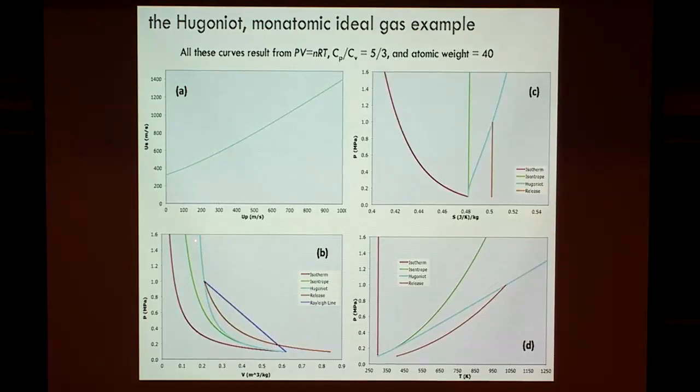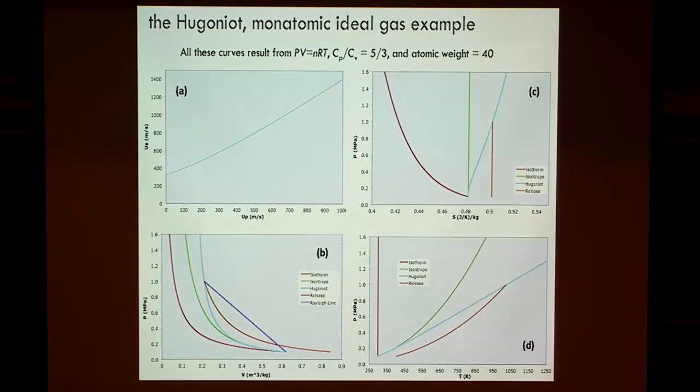The shock person's way of looking at the Hugoniot is shock velocity versus particle velocity. It turns out for an ideal gas, you don't quite get a line, although it approaches a line at strong compression. The intercept is still C0, the sound speed of the ideal gas at ambient condition, which for argon-40 is 330 meters per second. Not that different from air, right? And then the shock velocity gets larger as you shock this thing harder.